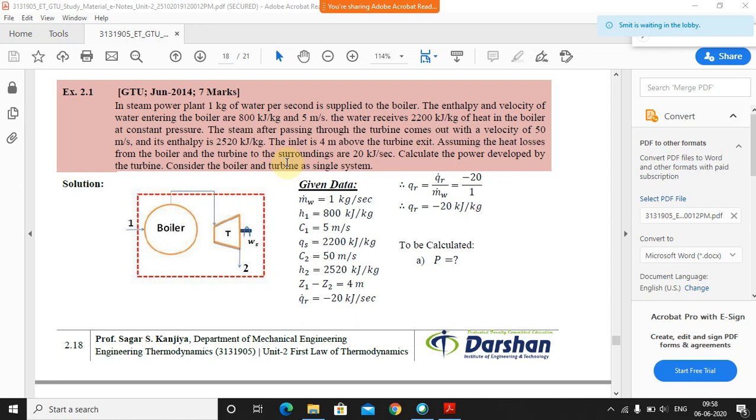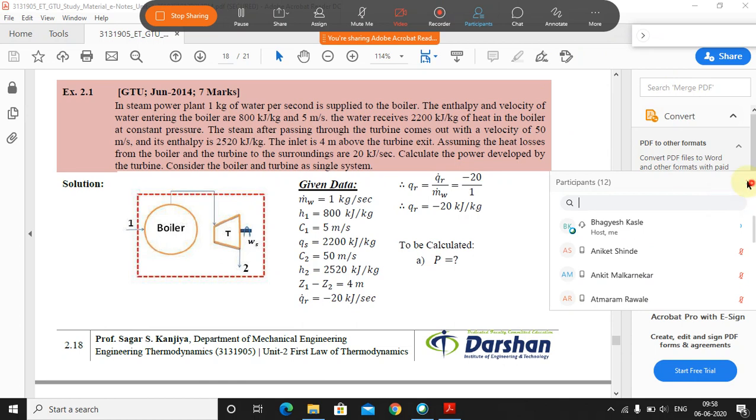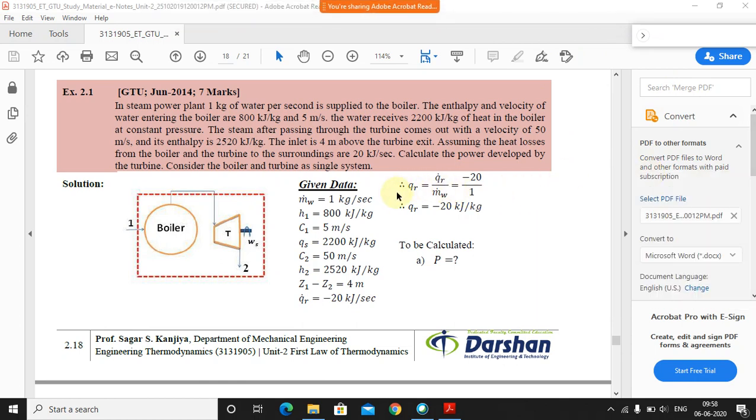Now it is per second, and since the mass flow rate is one, it is per kg, so this QR we will consider as QR dot upon mw, that is minus 20 upon mass flow rate. That gives the total heat rejected, QR is equal to minus 20 kilojoule per kg. Okay, anything else over there?